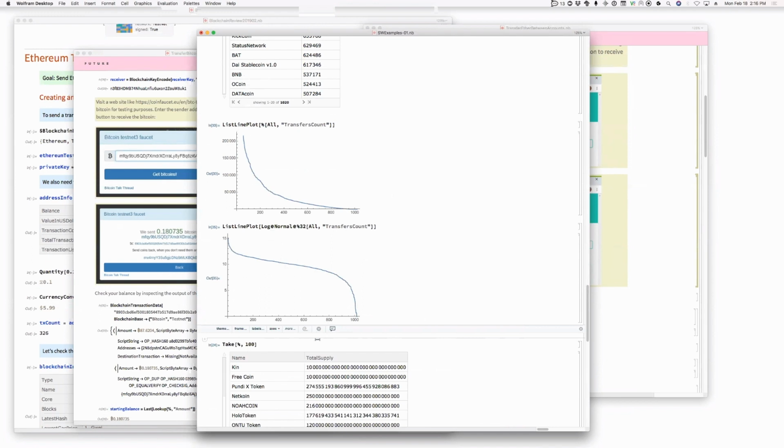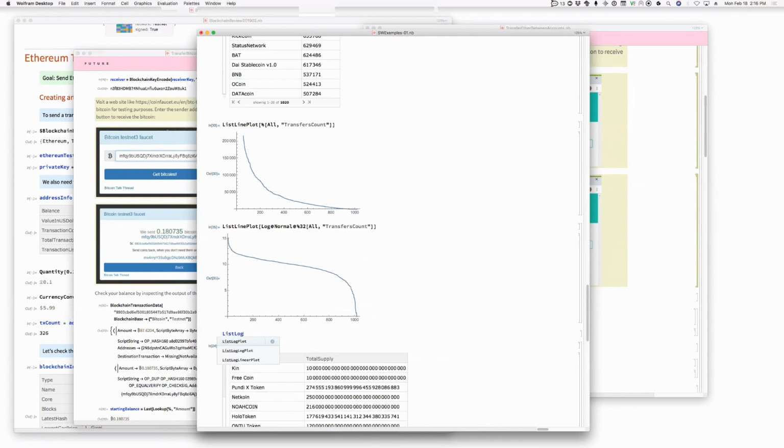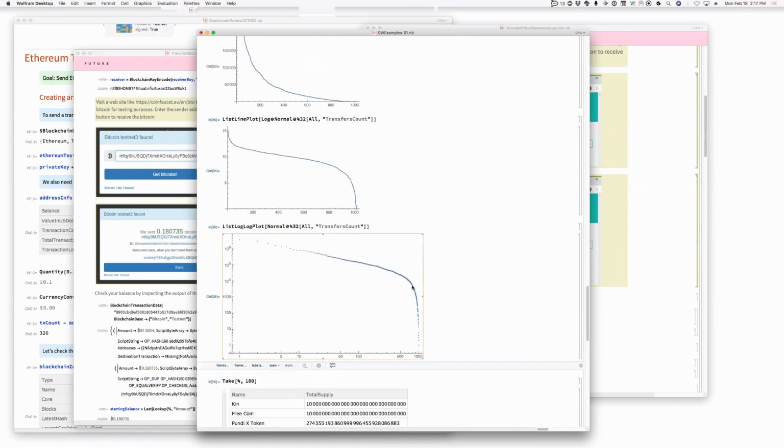Anyway, I would expect a Zipf distribution, which means on a log-log plot we would see... let's just see what that looks like. Well, okay, fair enough. So it's kind of Zipfian until we really lose it here at the rare tokens.